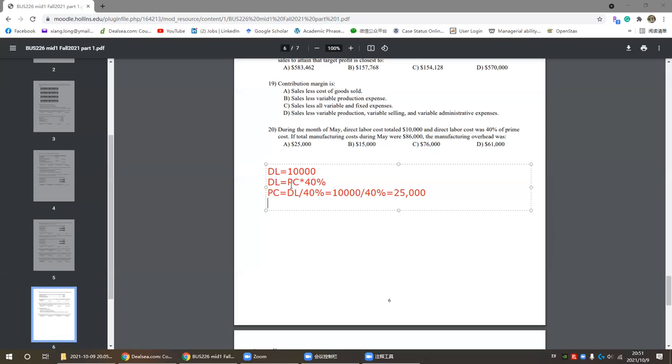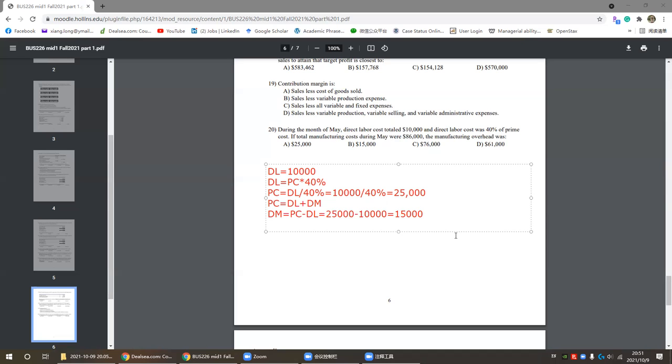Once we know the prime cost, we can easily calculate our direct material, because our prime cost is equal to our direct labor plus our direct material. So we can get that our direct material will be equal to our prime cost minus the direct labor, which in this case is 25,000 minus our direct labor. So what we got, our direct material is equal to 15,000.